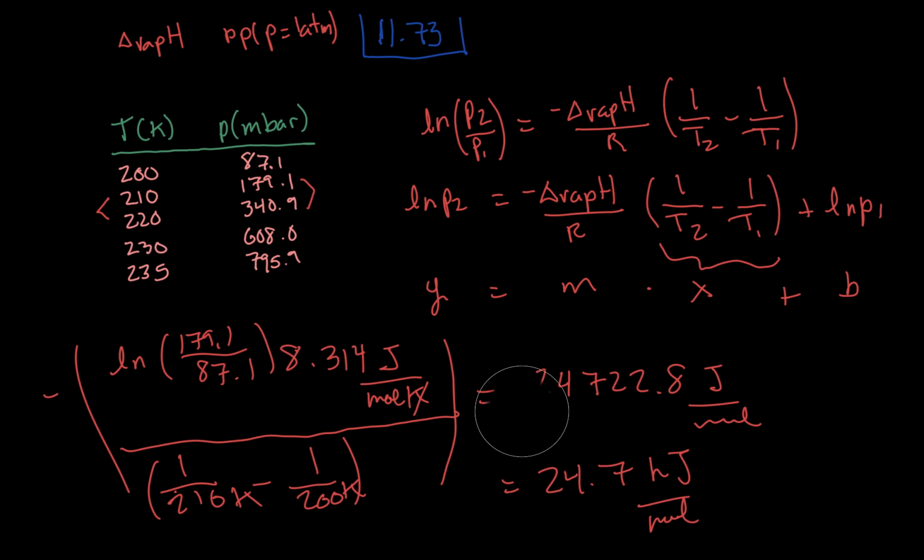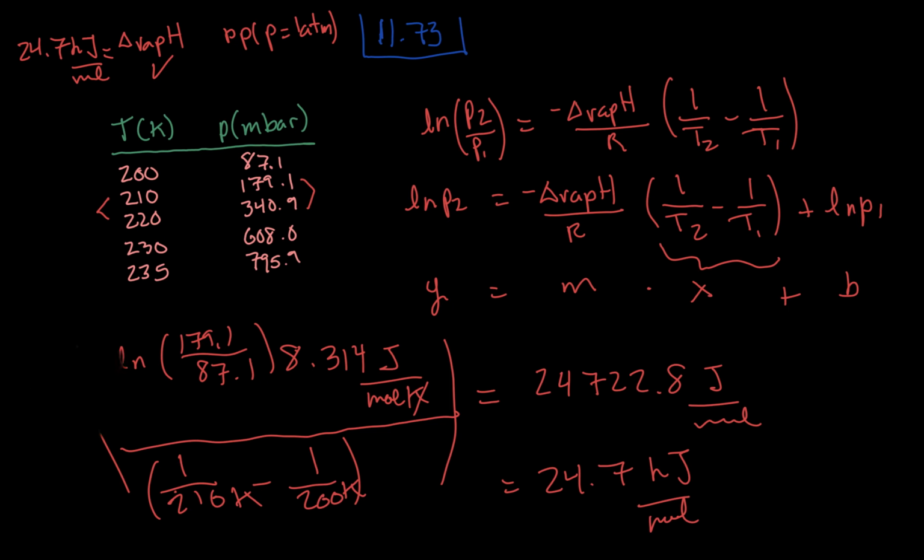Okay, so that gave us our enthalpy of vaporization. So that's a check mark there. I guess we can put that up here. So that's 24.7 kilojoules per mole equals that. Now we're looking for the normal boiling point.